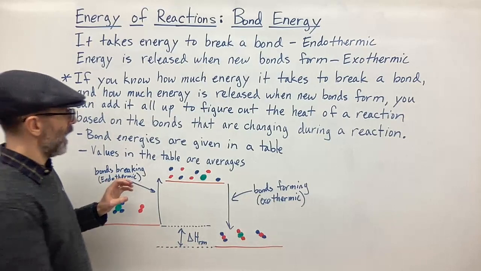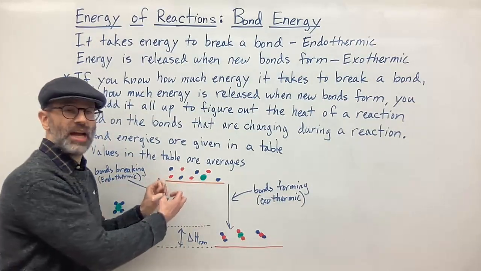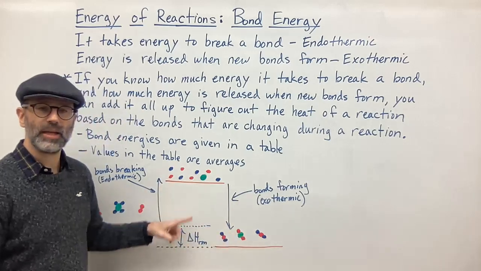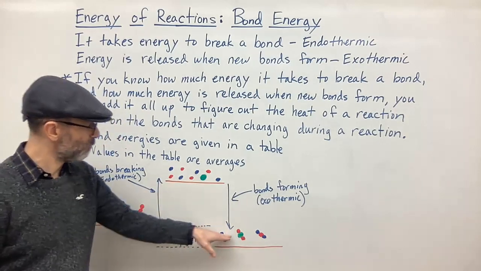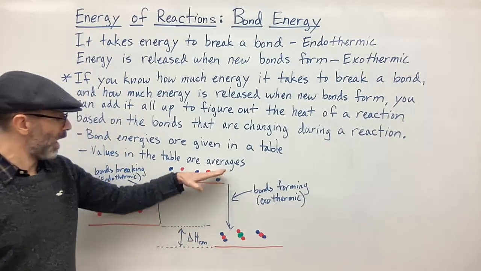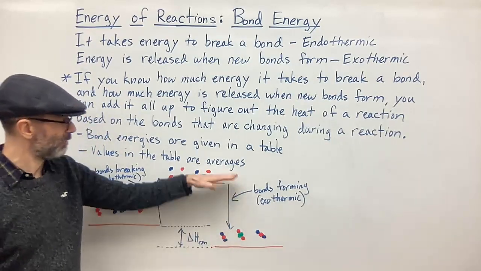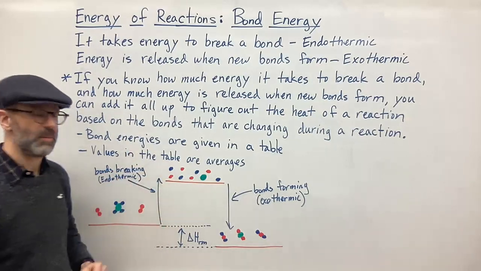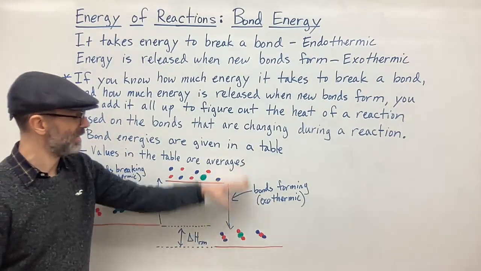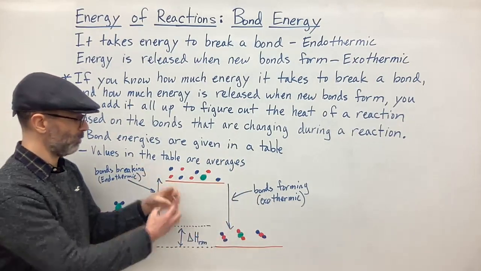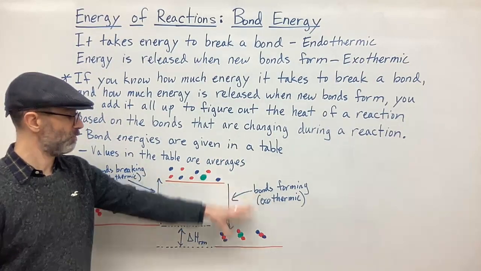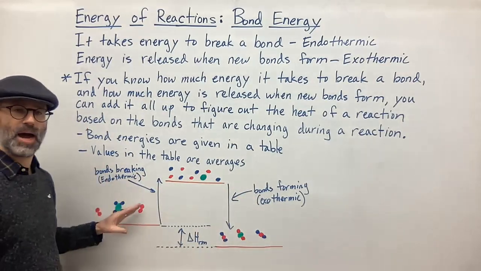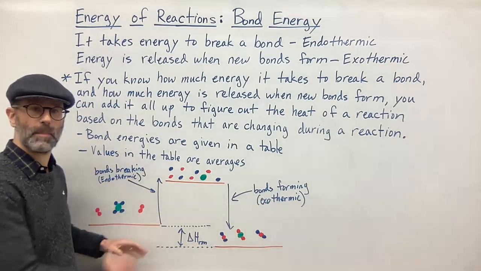And then I form these atoms into new products. So I'm going to make new bonds, and then I calculate the amount of energy it takes to form these new bonds. I calculate the amount of energy here, and I calculate the amount of energy here, and then I add them up. And this side here is going to be negative, because when you're forming bonds, energy is released. So whatever values I get here, those are going to be negative values. And then here is going to be positive, because I have to put energy in to break the bonds.